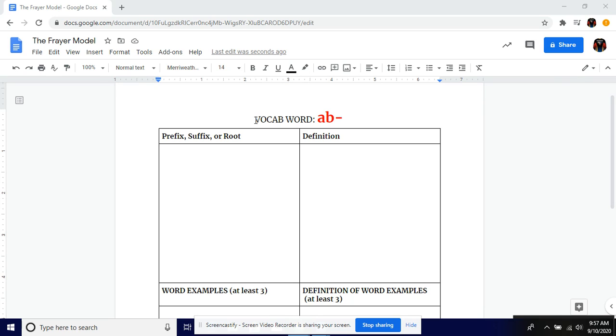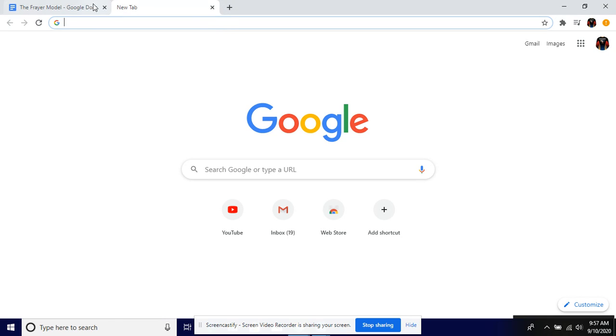So every new assignment, there will always be a new vocab word. It will be a new word part up here. So you will determine whether this is a prefix, a suffix, or a word root. When you determine that, you will define what this means. So if you have trouble defining it, you can always Google it. I'm just going to keep this Google open.